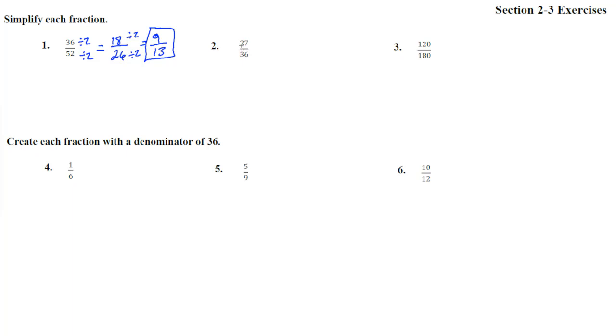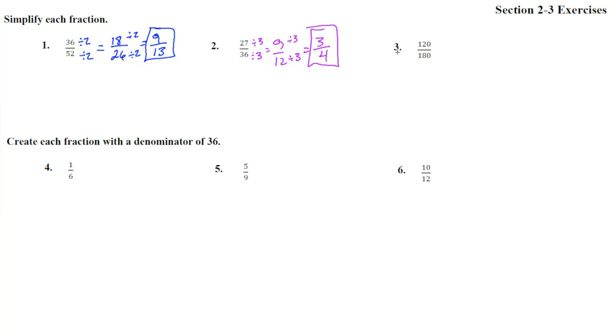Okay, the next one, number 2, 27/36. Let me see. They are both in the 3 times tables. Yeah, we can divide by 3 and divide by 3. We get 9/12. Those are still both in the 3 times tables. Divide by 3 gives us 3/4. Oh, we could have divided by 9 at the very beginning. 27 divided by 9 would have been 3, and 36 divided by 9 would have been 4. 3/4 is what that one simplifies down to.